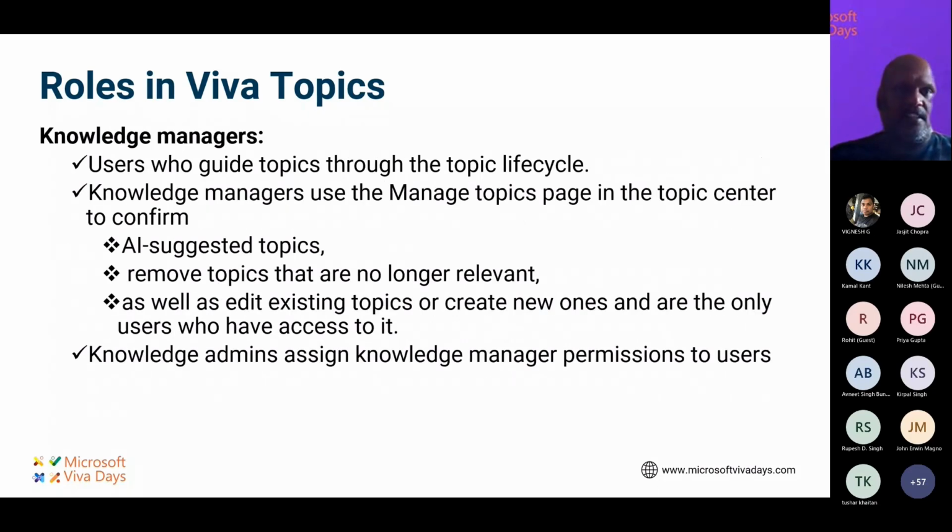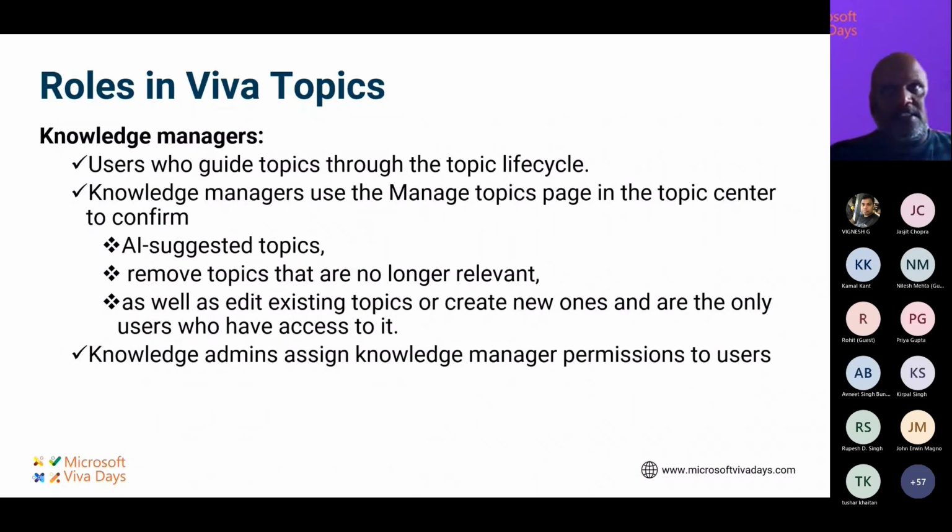And the next one is knowledge managers. These users, the knowledge managers, are going to guide the topic lifecycle. Once a topic has been suggested by AI, they will confirm it, edit or make the required changes, and then confirm and publish it. So they will handle everything. The knowledge managers can also remove a topic which they feel is not relevant at a given moment.